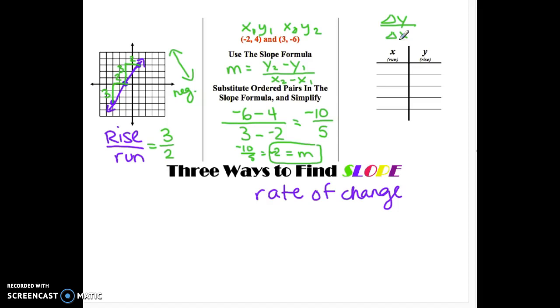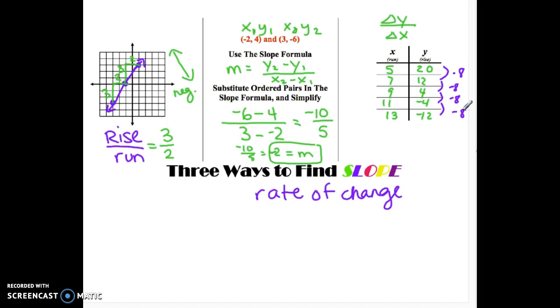So if we call some ordered pairs, let's say 5, 20, and then 7, 12, 9, 4, 11, negative 4, and 13, negative 12. Okay, I'm going to look for the change in y, I'm going to look for the change in x, and I'm going to start dividing these. So my change in y, to go from 20 to 12, it goes down by 8. 12 to 4, it also goes down by 8. 4 to negative 4, it also goes down by 8. Negative 4 to negative 12, it also goes down by 8. So I'm going to say negative 8 each time.